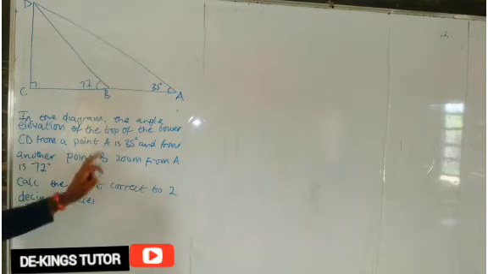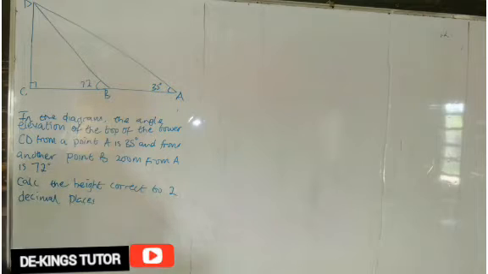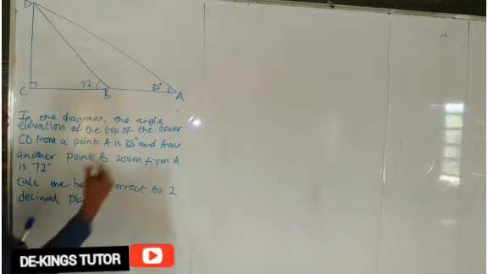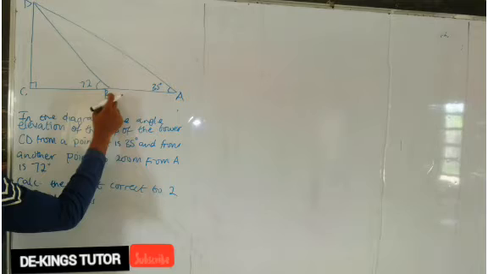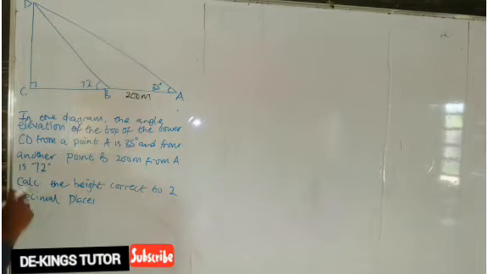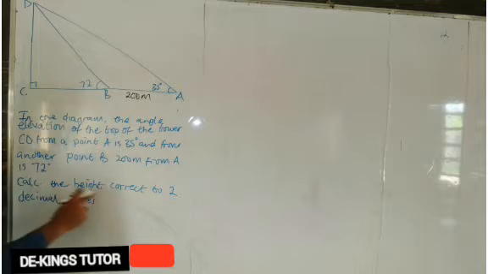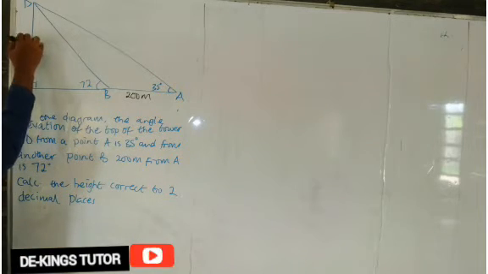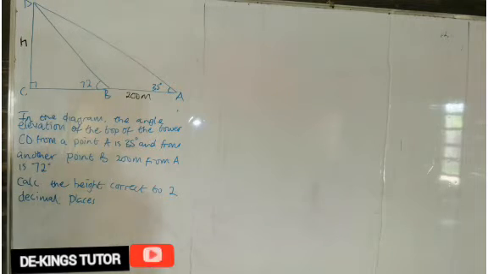And from another point B, 200 meters from A. It means that from point A to B, it is 200 meters, okay? He said it's 72 degrees. He said calculate the height to 2 decimal places. Now this is the height, H, of the tower. Now they're asking us to calculate the height of this, given this.